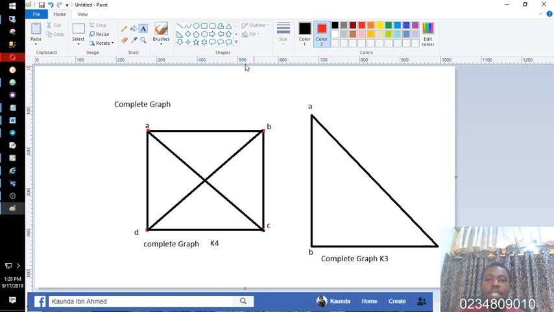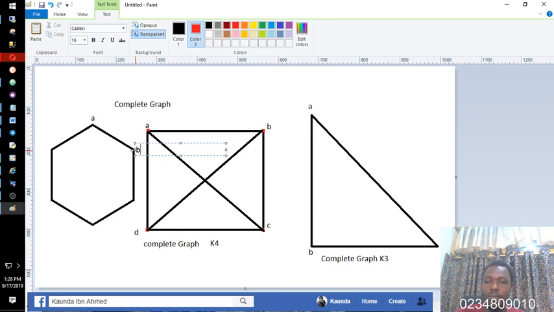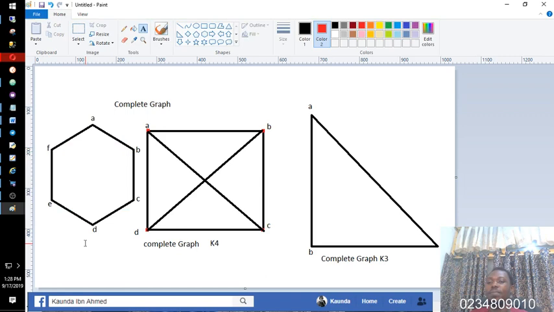Now, I have this. A, B, C, D, E, and then F. A is connected to F, A is connected to B, but A is not connected to E, A is not connected to D, and then A is not connected to C.